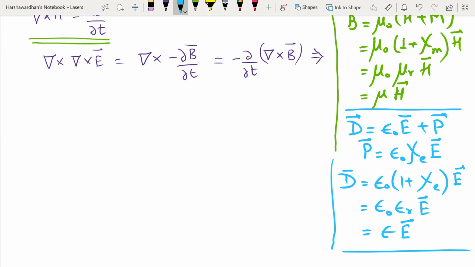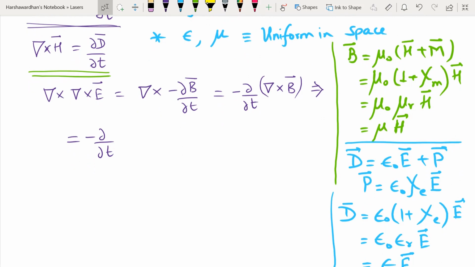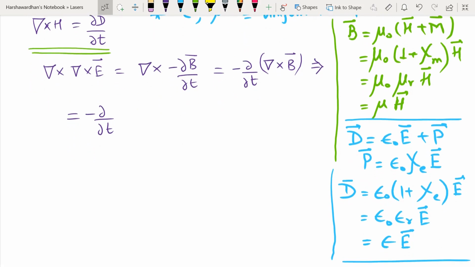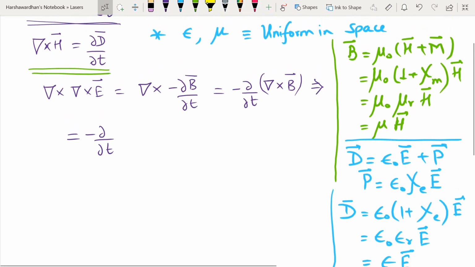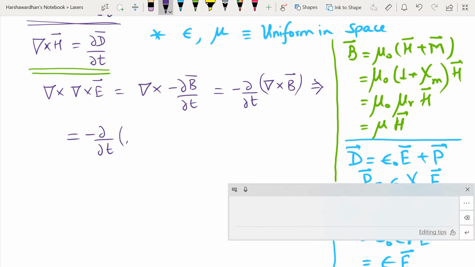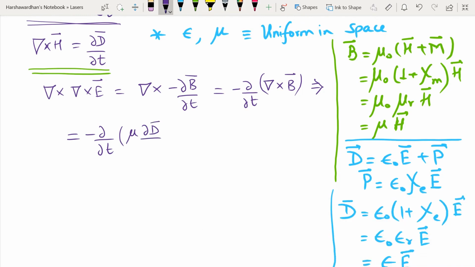Right. So let me look at the right hand side of this equation and continue from there. So I have got basically minus dou by dou t, and del cross B. I can replace my H as B by mu. So I can write this out as mu times dou D by dou T, which in other words can be written as minus epsilon times mu dou square E by dou T square.